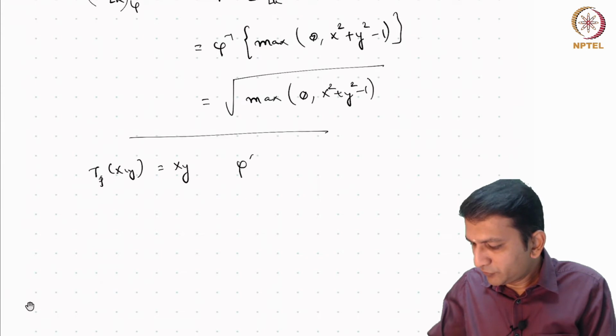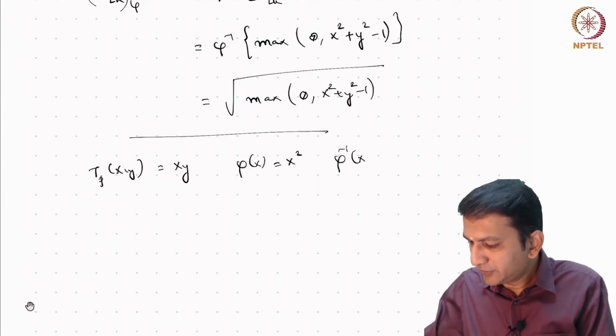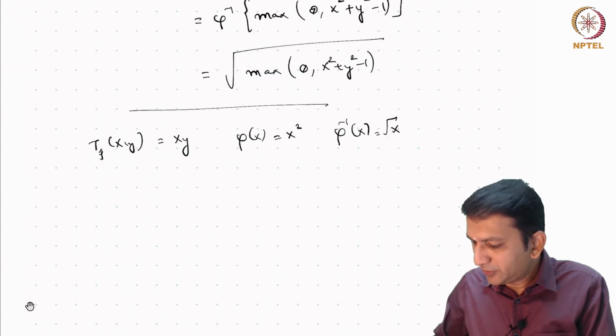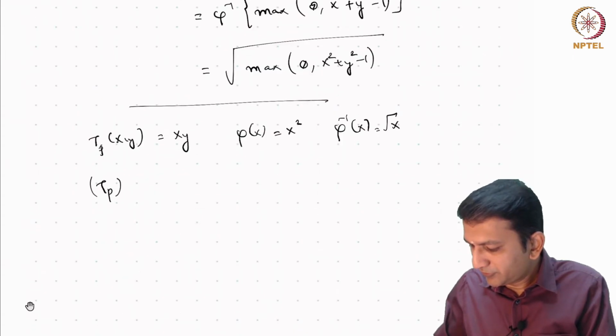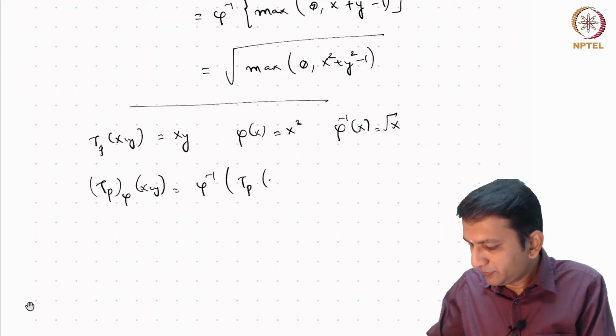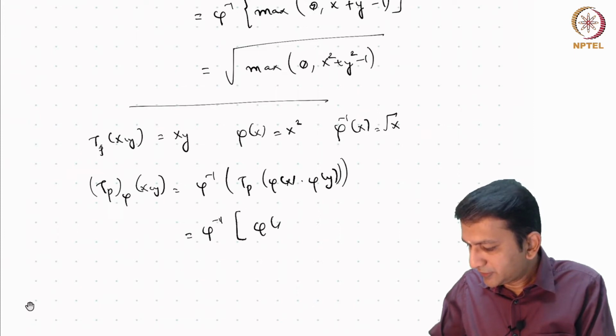And let's for the moment consider phi x to be x squared, which means phi inverse x is root x again. Now if you want to find out what is Tp phi of xy, this should be phi inverse of Tp of phi x, phi y. This is phi inverse of phi x into phi y.